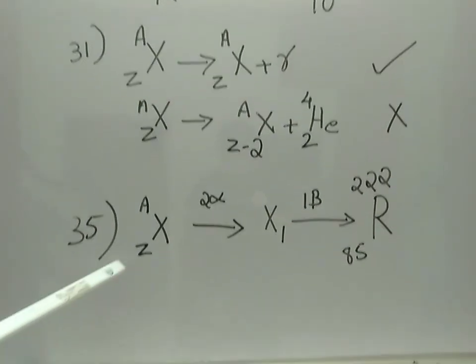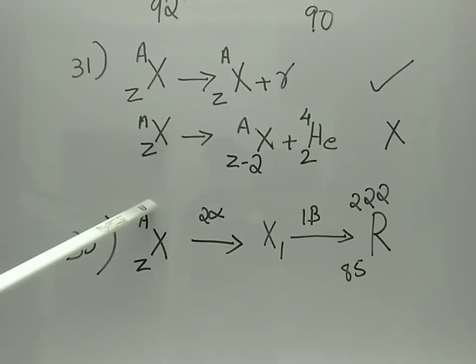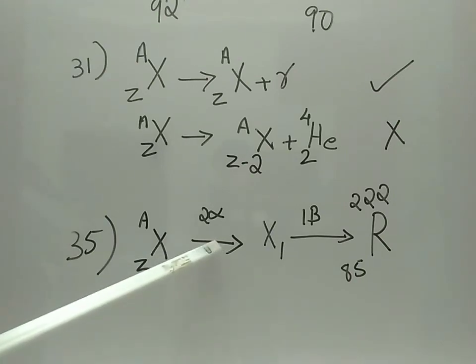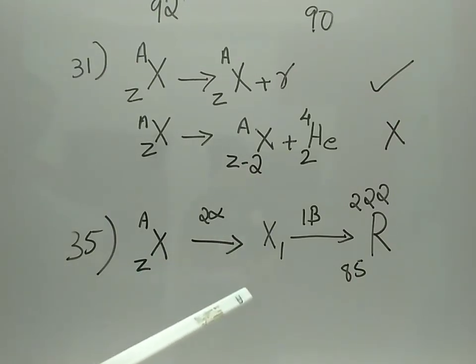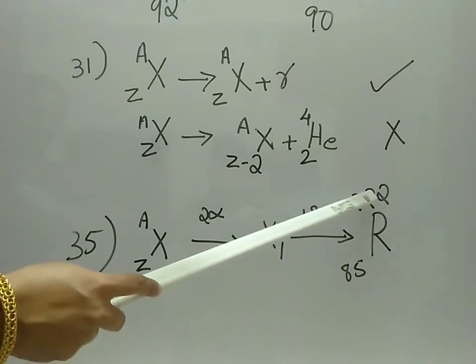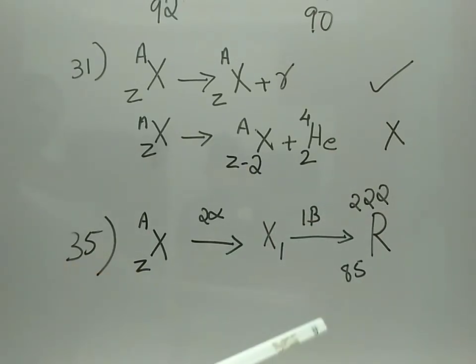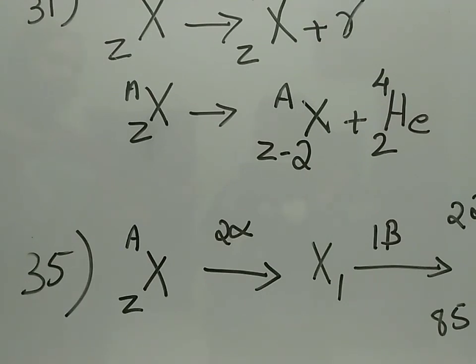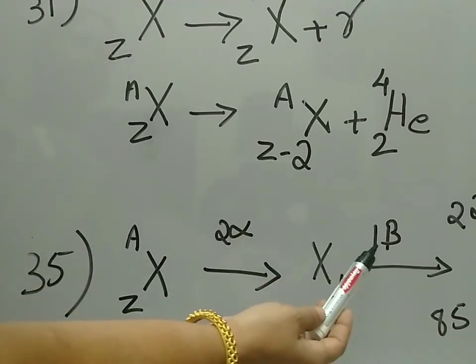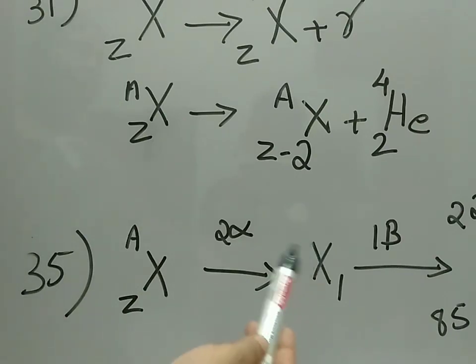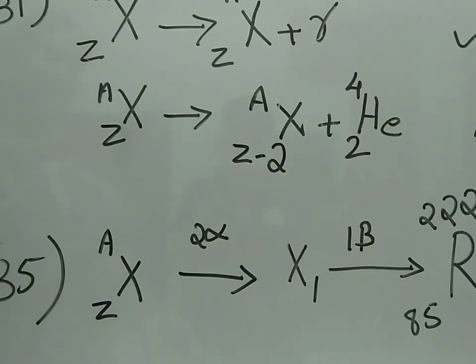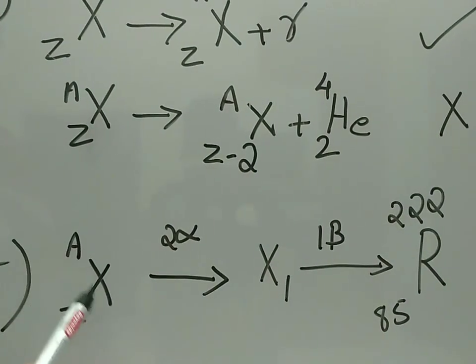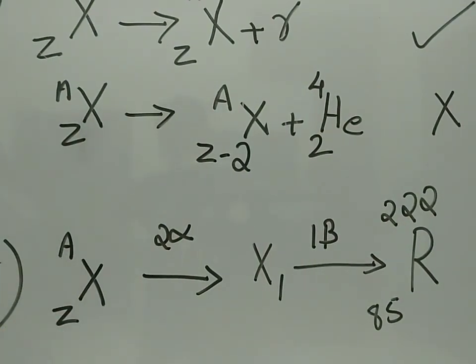Now question number 35. Here you can see a nucleus X A Z emits 2 alpha particles and 1 beta particle to form the nucleus R 222 85. So 2 alpha particles and 1 beta particle are emitted, and finally we got R 222 85. You are asked to find the mass number and atomic number of X.